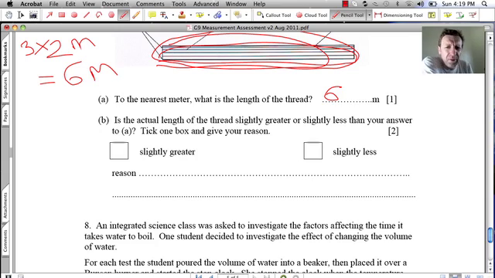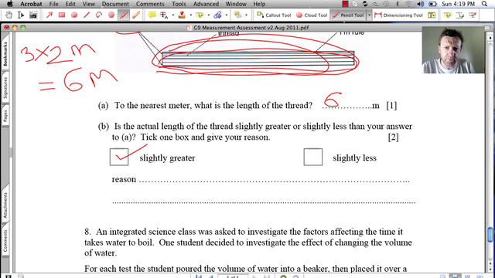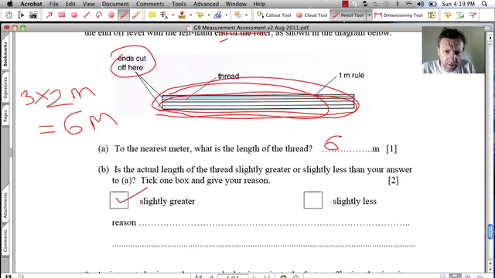Is the actual length of the thread slightly greater or slightly less? Right, well, it's greater. Why is it greater? Let's look back. As we wind it round, so along, and then go right around the edge a little bit, so it's a meter, and then a little bit more, and then back, and a little bit more, and then round. So there'll be like an extra bit.